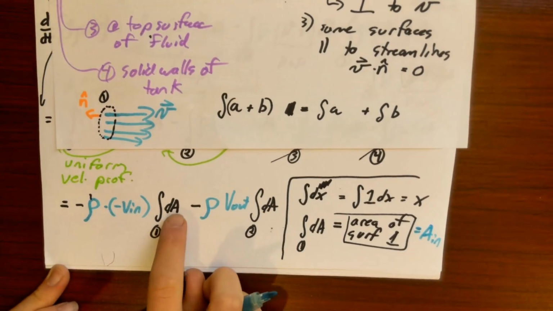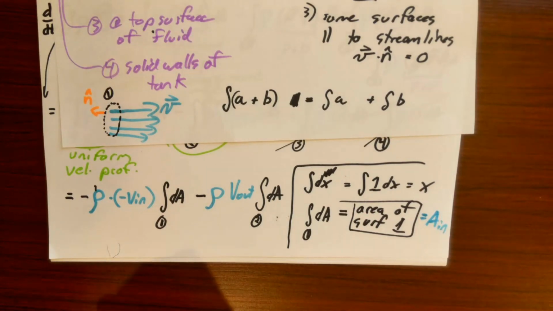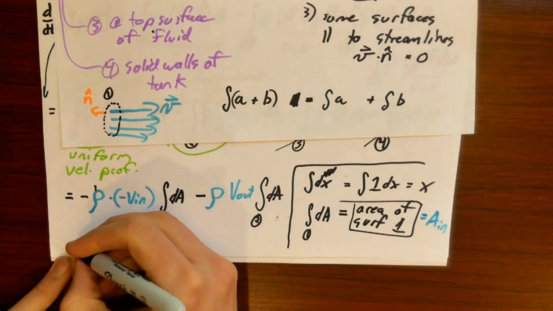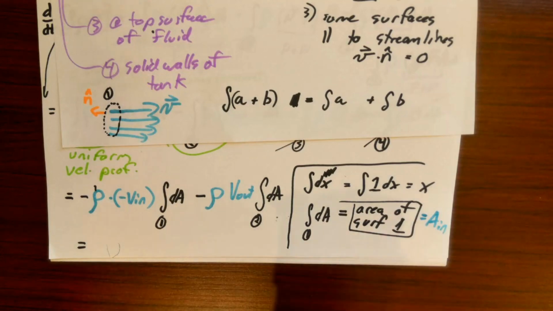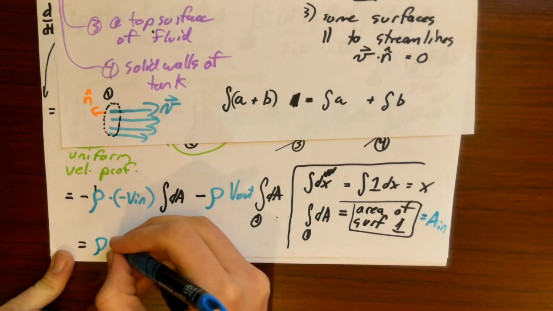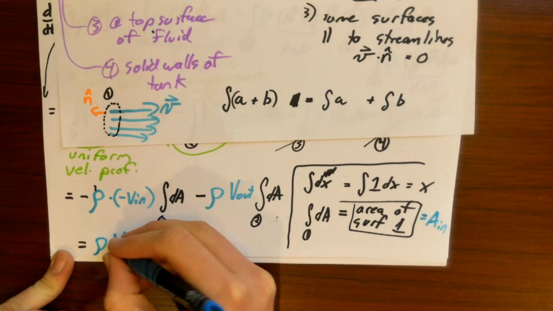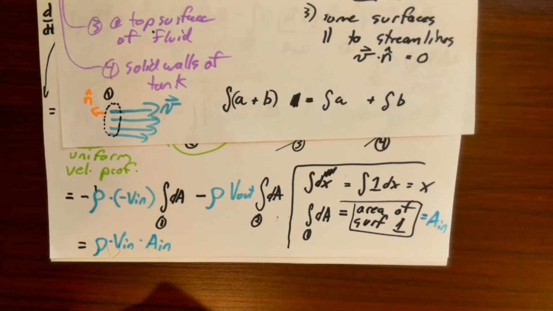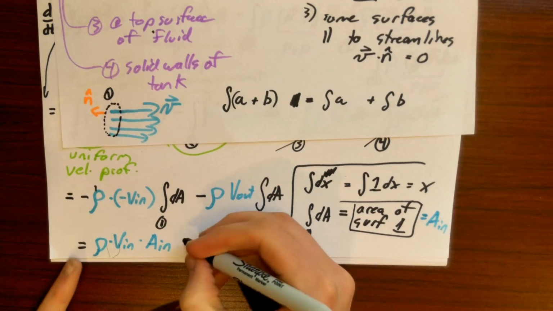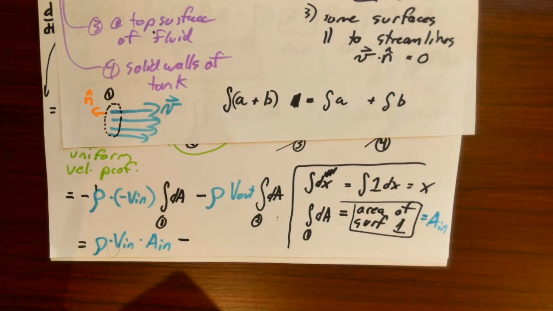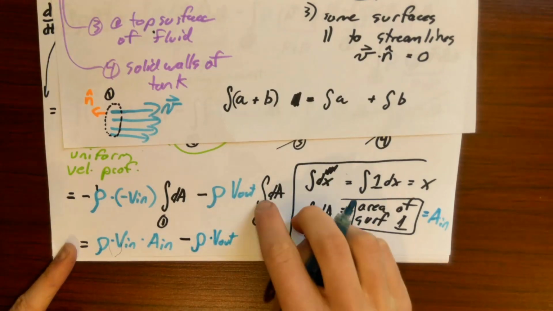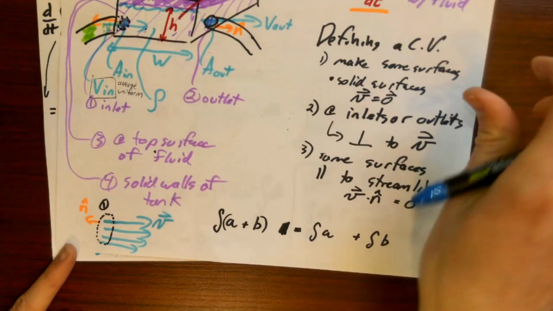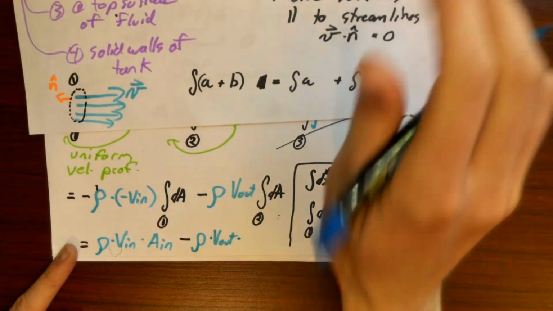So what does that mean? We can make even more simplification to the right-hand side here. What is that going to look like? Now our minus rho times minus v in times the integral over surface 1 of dA is just going to be rho v in times the area of our inlet. And then our second term, we have minus rho v out still out front, and then the integral over surface 2 of dA is a well-known constant, whatever area of our outlet we have.